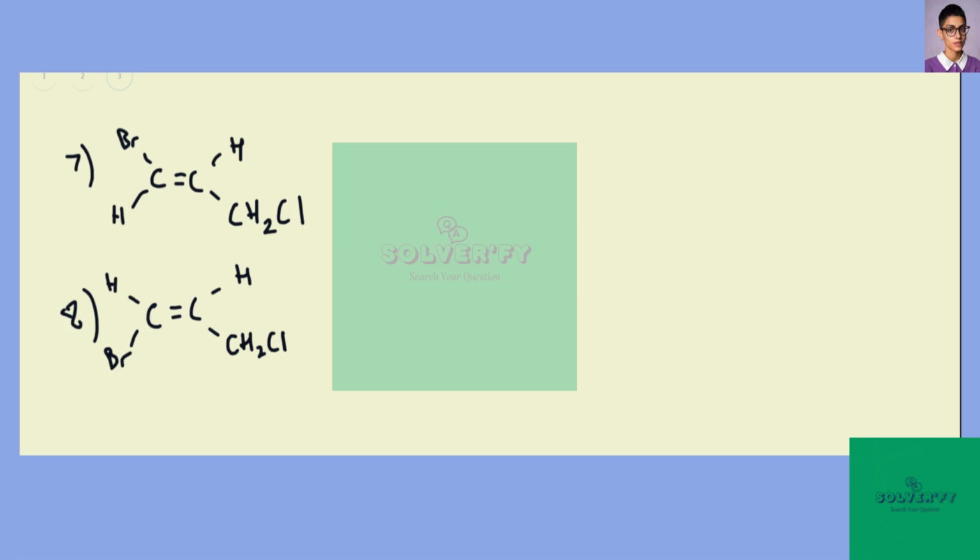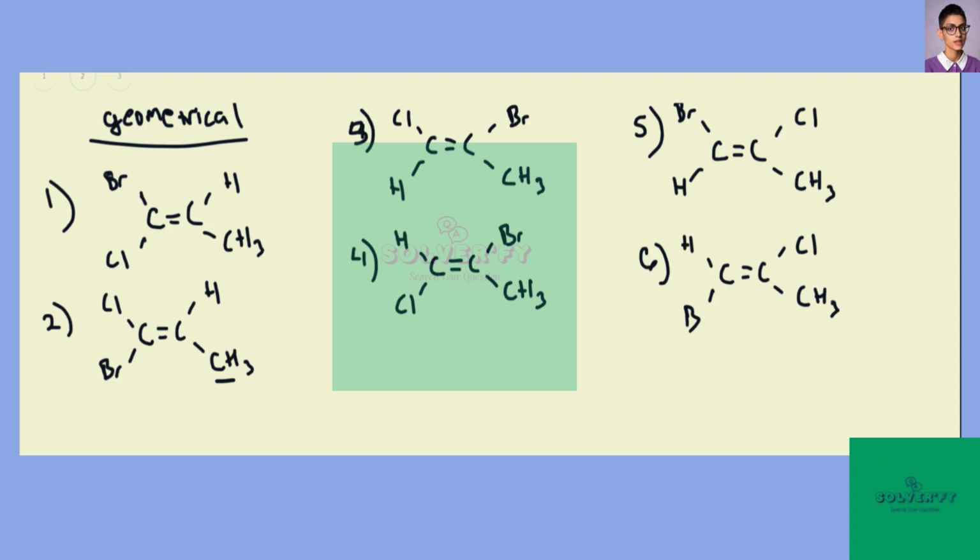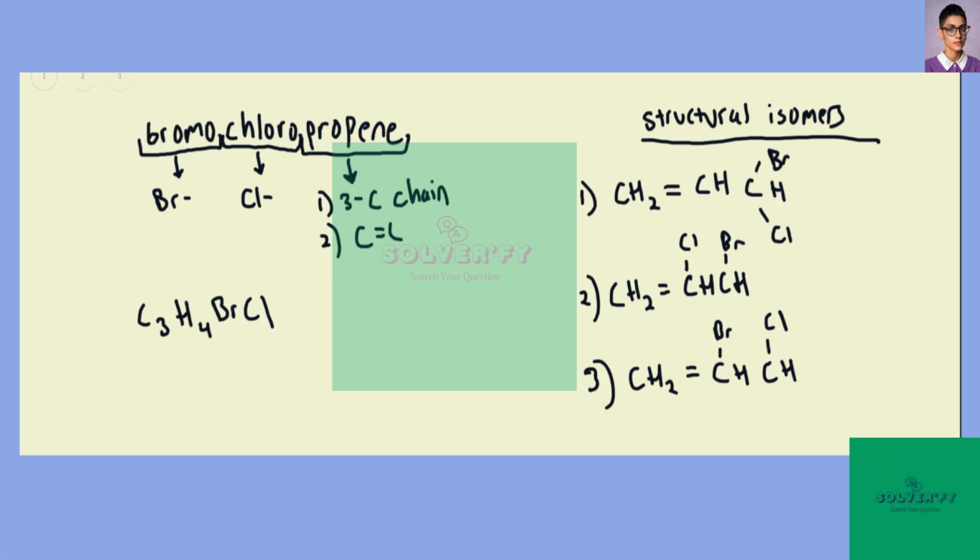And then for my last 2 geometrical isomers, instead of having a chlorine here, I can have CH2Br. And then for my last geometrical isomer, I can just rotate the hydrogen and the chlorine. And so those are my 10 geometrical isomers for bromochloropropene and my 3 structural isomers for 13 total isomers.